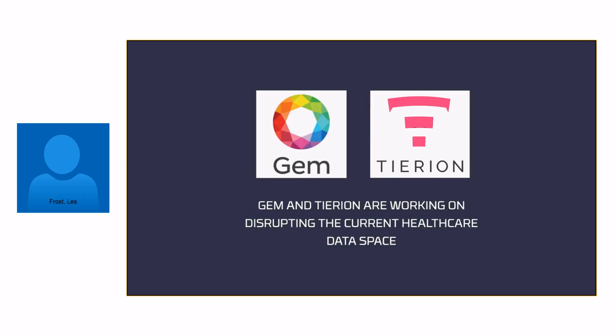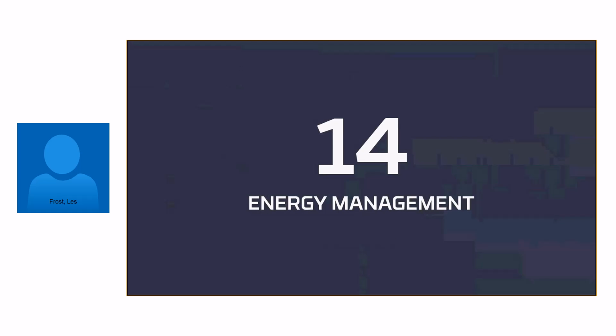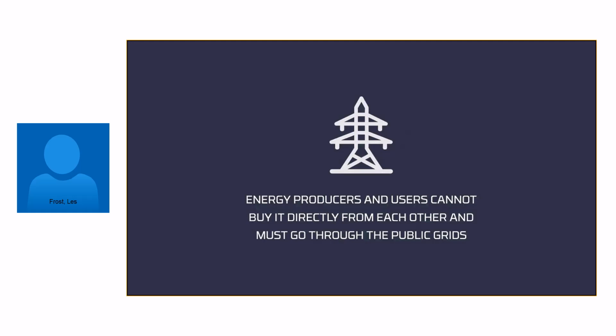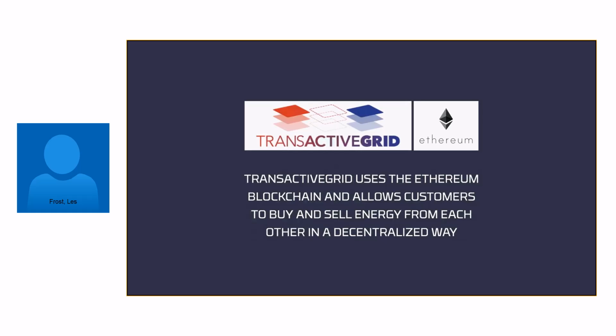Number 14, energy management. Energy management has been a highly centralized industry for a long time. Energy producers and users cannot buy it directly from each other and have to go through the public grid or a trusted private intermediary. Transactive Grid is a startup using the Ethereum blockchain that allows customers to buy and sell energy directly from each other in a peer-to-peer way.